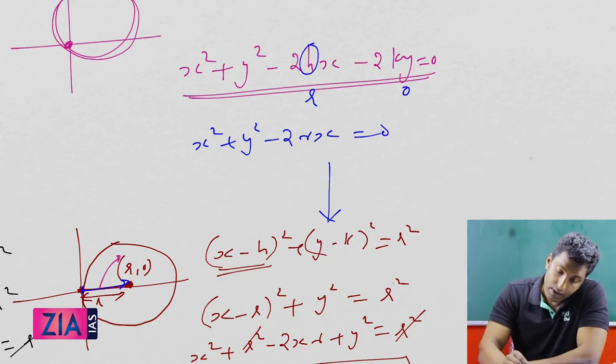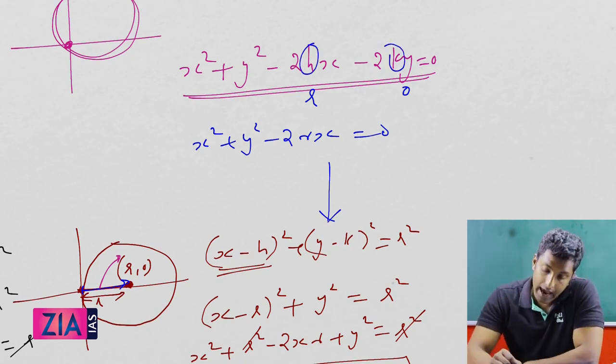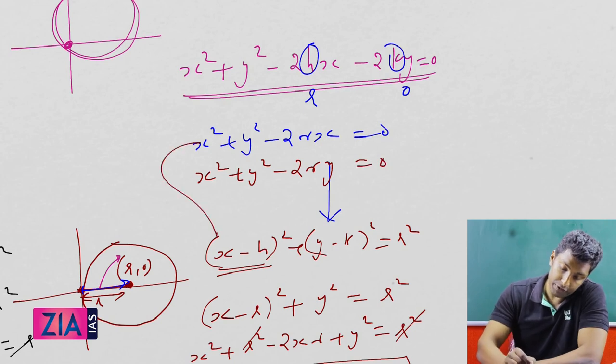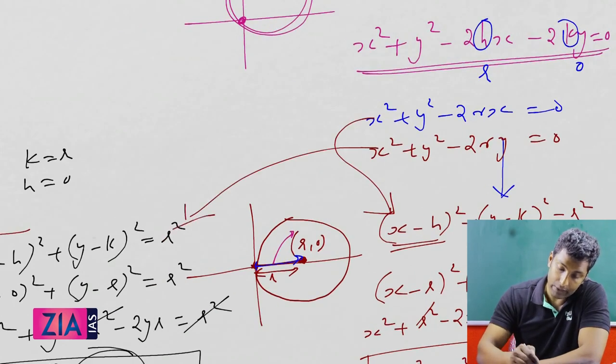Similarly, h is equal to 0 and k equal to r, what you will get? x² + y² − 2ry = 0. So this is this equation, and this is this equation, right?